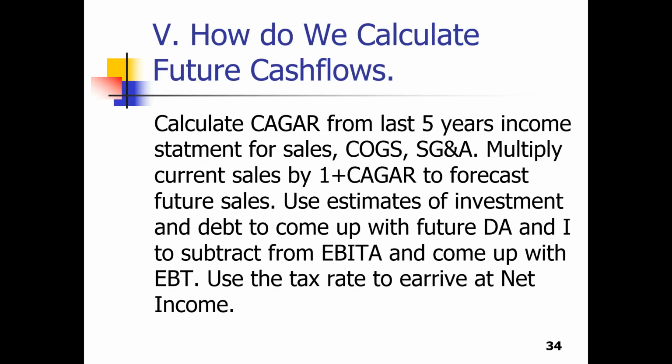Use estimates of investment and debt to come up with future DA and ROE. R is the investment level, DA is depreciation and amortization, to subtract from EBITDA and come up with earnings before taxes. Use the tax rate to arrive at net income. This is the naive method.